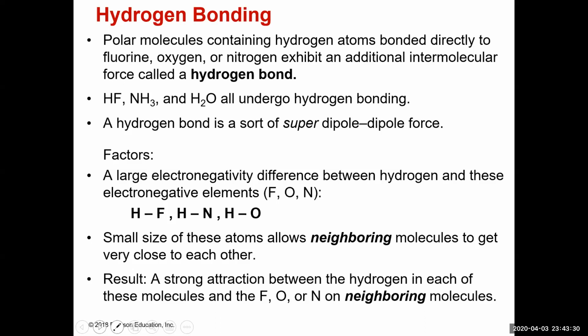The strongest of our intermolecular forces is the hydrogen bond. Polar molecules that contain hydrogen atoms bonded directly to fluorine, oxygen, or nitrogen exhibit an additional intermolecular force that's called a hydrogen bond. So for example, HF has a hydrogen bond intermolecular force, NH3 has hydrogen bonding, and H2O also has hydrogen bonding. So a hydrogen bond is sort of like a super dipole-dipole force.